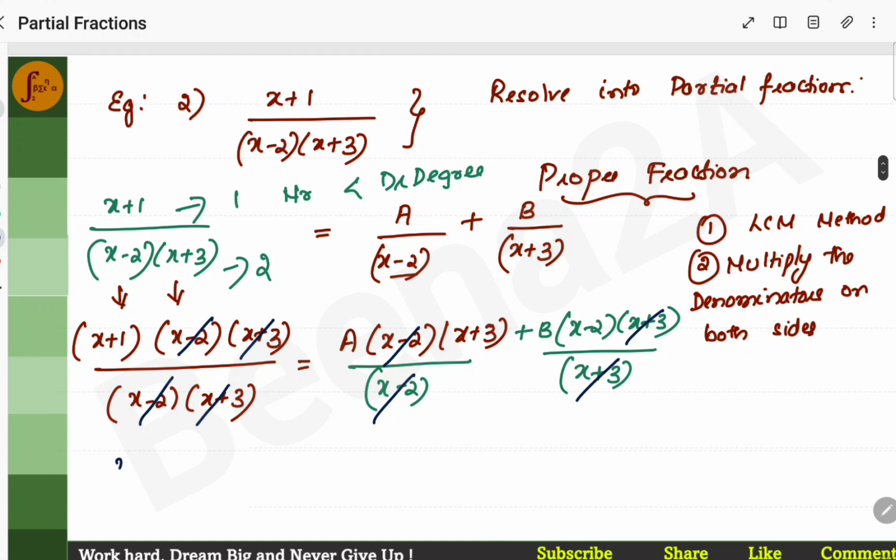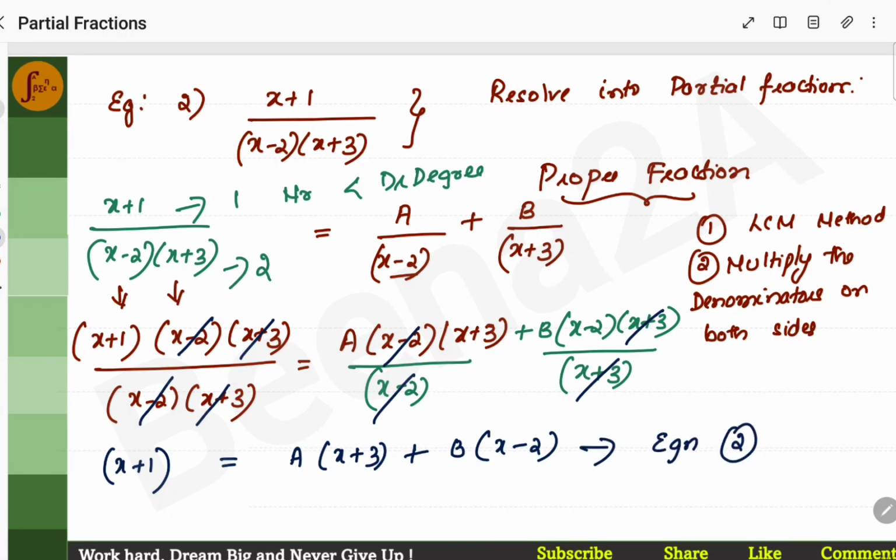So what do we get? We get x plus 1 here, and this is equal to a into x plus 3 plus b into x minus 2. Let's call this equation 2, and let's call this equation 1, right? So the first step is when you split it, you call this equation 1. The second step is when you get an expression like this where you have removed the denominators. Basically, by doing this particular step, you will remove the denominators itself.